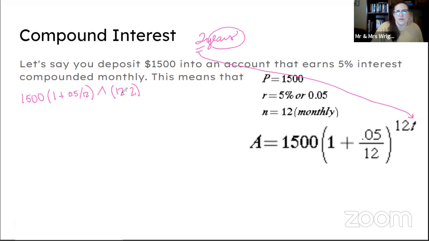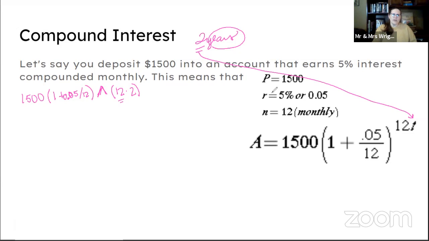So this works. We can just plug it in. But you have to pay attention when you're using this caret. It will only apply the first number if it's not in parentheses, so you have to have those parentheses in there. Let's go ahead and plug this into our calculator. 1,500, open parentheses, 1 plus 0.05, divided by 12, close parentheses, caret, open parentheses, 12 times 2, close parentheses.